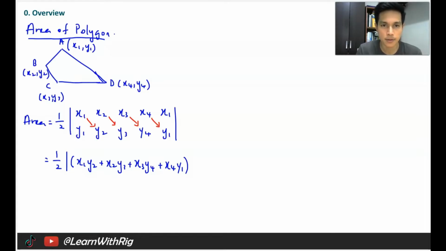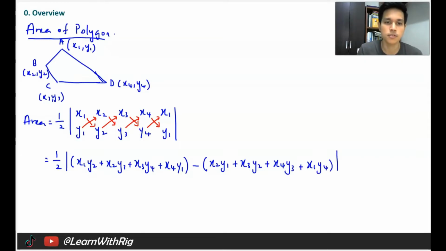You're going to count all of this, and then you're going to minus the opposite side diagonal. So you're going to multiply the opposite way. You should get another bracket here: x2, y1 plus x3, y2 plus x4, y3 plus x1, y4. Close modulus. So this is basically the formula to calculate area.